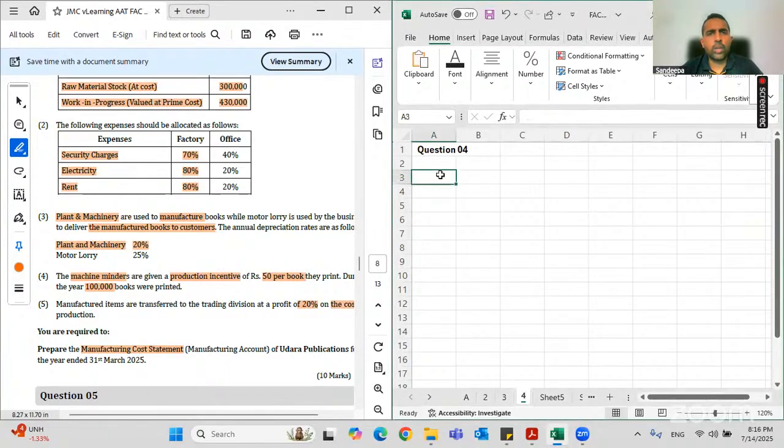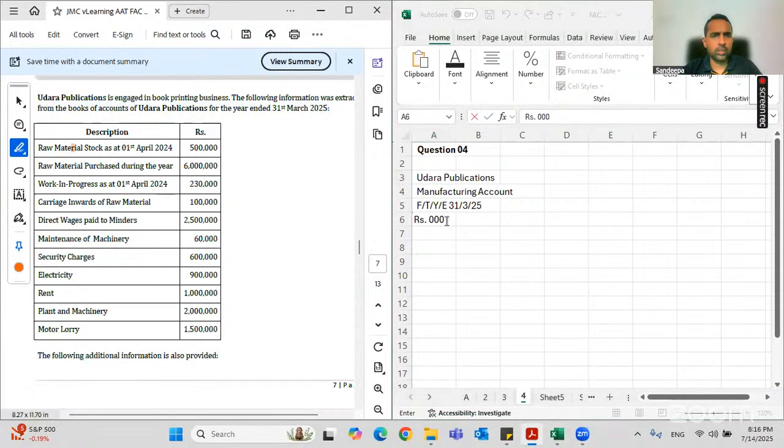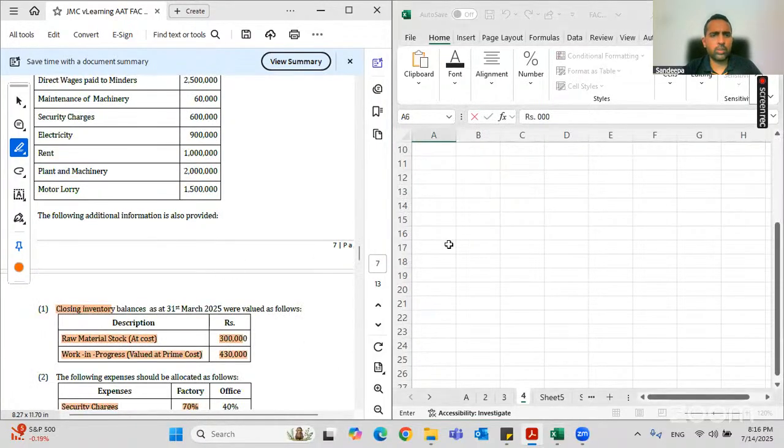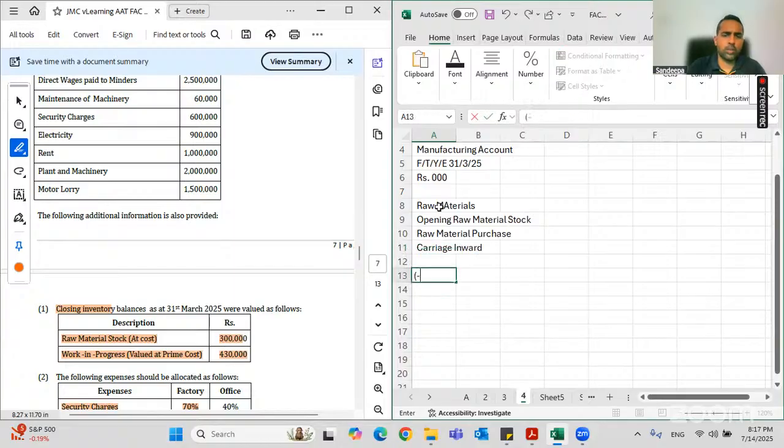Right. Okay. So then we need to draft the manufacturing account. Udara Publications, manufacturing account for the year ended 31st of March 25, rupees in thousands. The question is in rupees, but we can do it in thousands, it seems. Okay. It starts with the raw materials. Opening raw material stock. Raw material purchase. Carriage inward. Closing raw material stock.